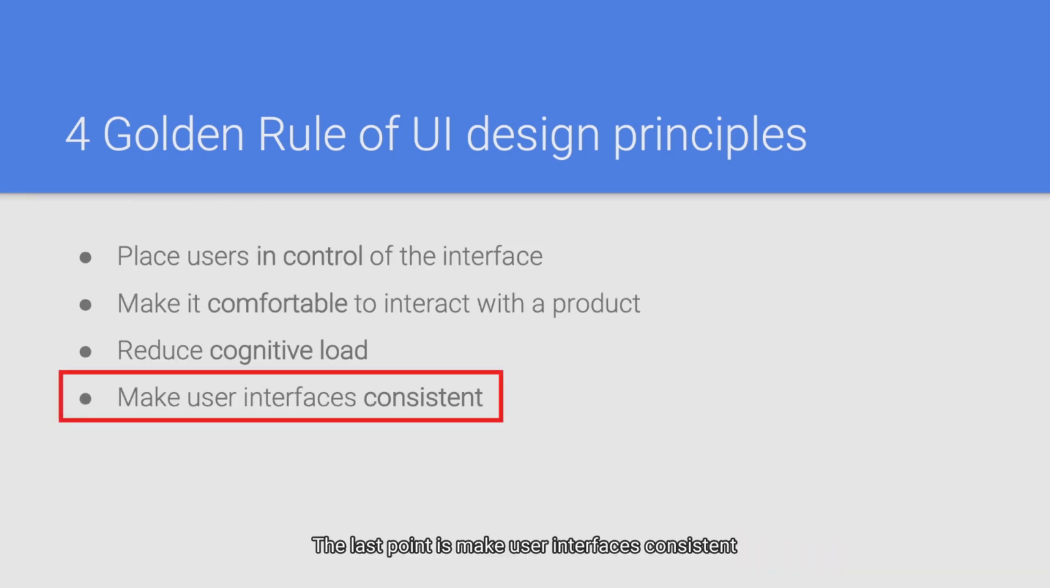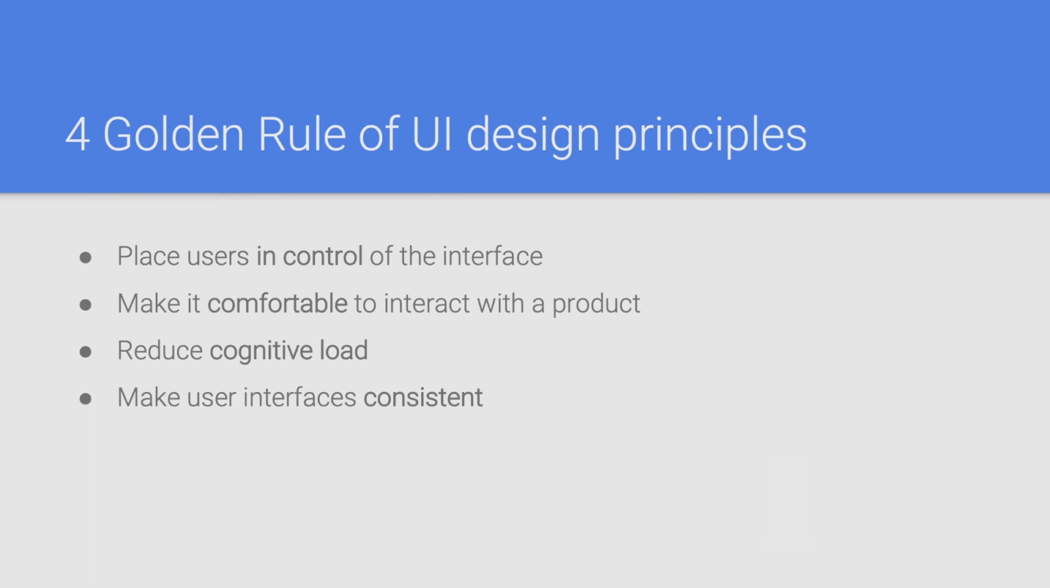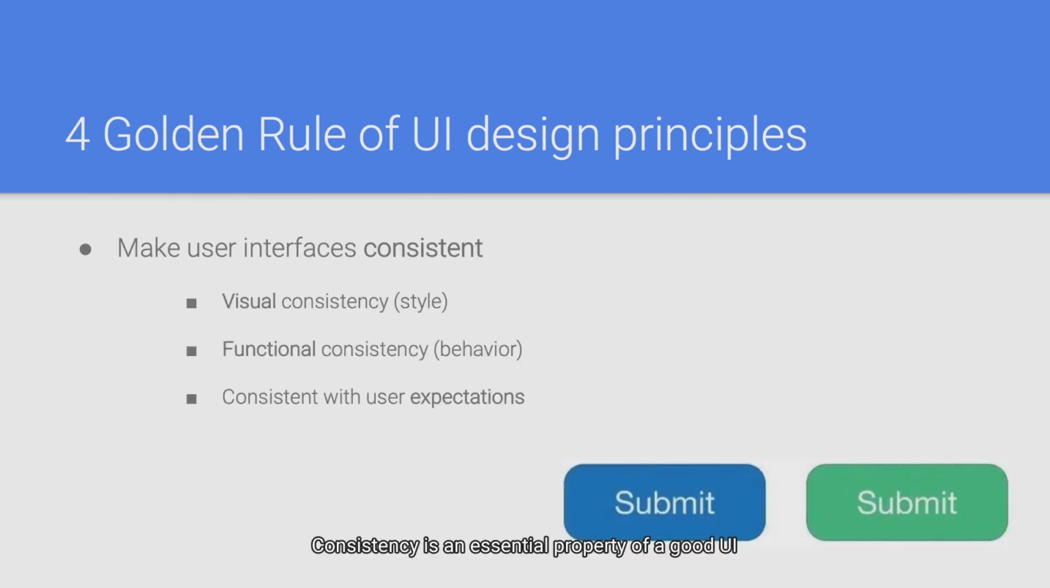The last point is make user interface consistent. Consistency is an essential property of a good UI. Consistent design is intuitive design, and it's one of the strongest contributors to usability and learnability.